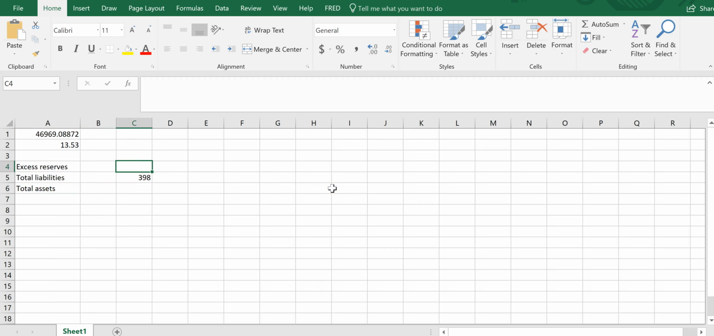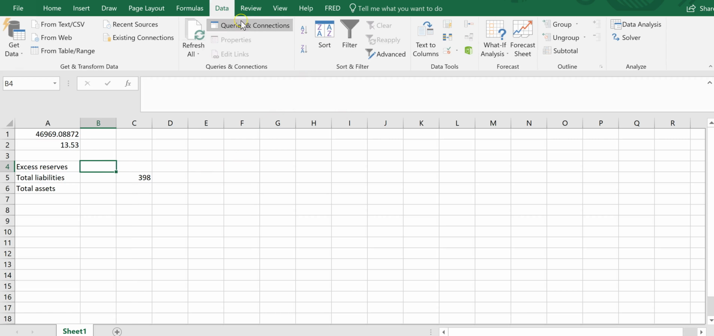Excess reserves, any number here. I want to show you how to use the Excel utility, a function, to solve this equation. It's in Data, What-If Analysis, Goal Seek. To use that, let me assume an arbitrary number.